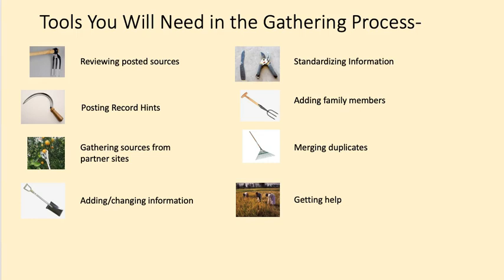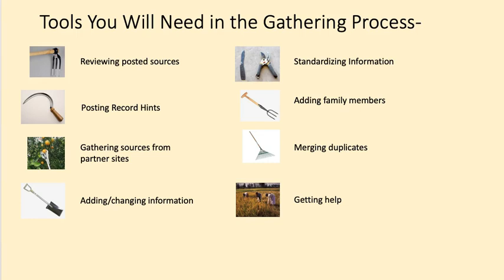You also want to get to where you can, at least in a rudimentary way, gather sources from partner sites like Ancestry, MyHeritage, Find My Past, and American Ancestors. You want to be able to add or change information that's on the person page. You want to standardize information. Standardizing information means that the formatting in the information that's been typed in isn't able to be recognized by the computer. And so it's more than just having a uniform look and conforming to a kind of formatting.